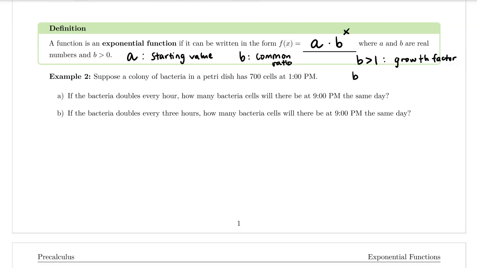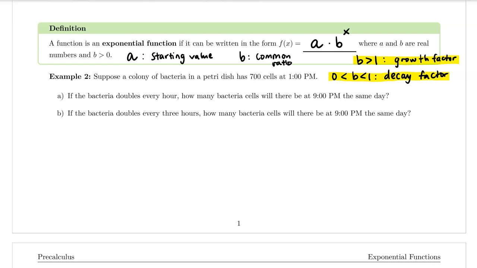If b is greater than 0 but less than 1, then we will call it a decay factor, and we'll be dealing with something called exponential decay, which means that our output values are decreasing. So again, to reiterate, when our b value or our base is greater than 1, we have exponential growth, and then b is called a growth factor. If b is between 0 and 1, then we have exponential decay, and it is called a decay factor because our output values would be decreasing.